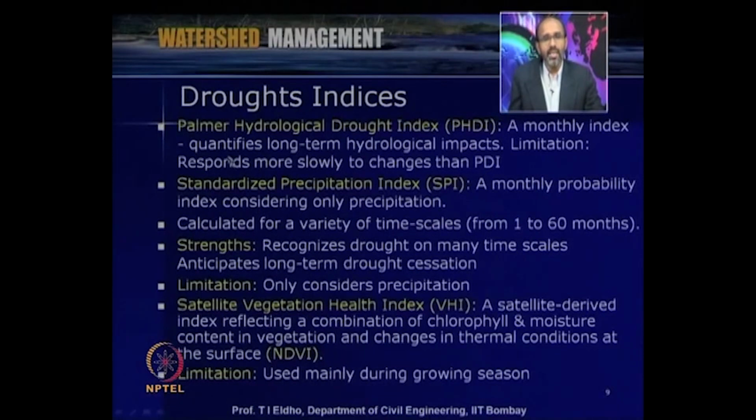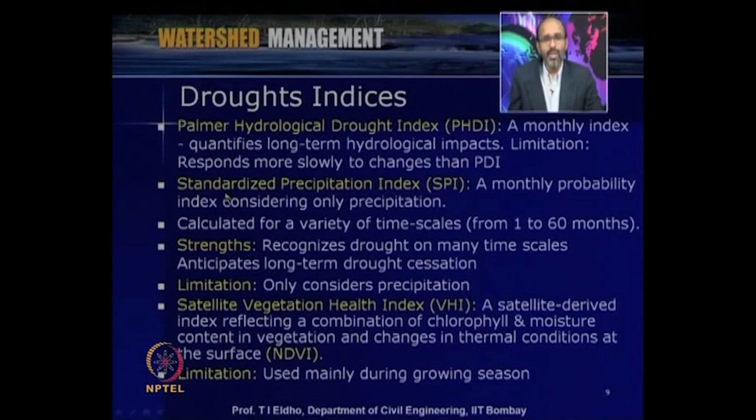Then there are other indices like the Palmer hydrological drought index. That is very similar to the Palmer drought index, but it mainly deals with the hydrological aspects specifically. It is a monthly index that generally quantifies long-term hydrological impacts as far as the watershed or the area is concerned. One of the limitations of this method is that it responds more slowly to changes than the Palmer drought index we discussed earlier.